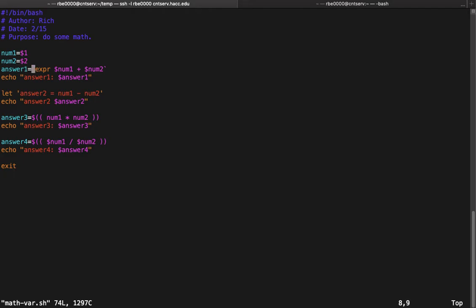In this case, I'm using expr, so it's inside the backticks. Once again, in this case, we need the dollar signs on the variables because we need to reference the value. For let, we have the variables in there, but if you'll notice with let, the dollar signs are not included on the variables. So I say let answer2 equal num1 minus num2, but there's no dollar signs. Answer3 is num1 times num2, and there are no dollar signs. And down here when I'm solving answer4, there are dollar signs.